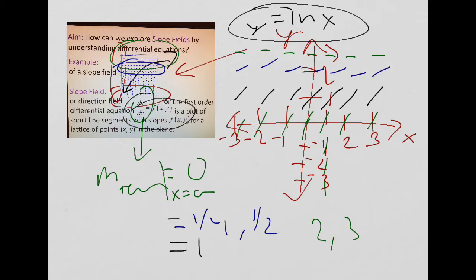Some differential equations we're not going to be able to solve for. We learned how to solve for separable ones. So sometimes our slope fields are really super important because we're not going to be able to solve for them. So let's get to an example problem where we can draw a slope field since they're that important and useful.